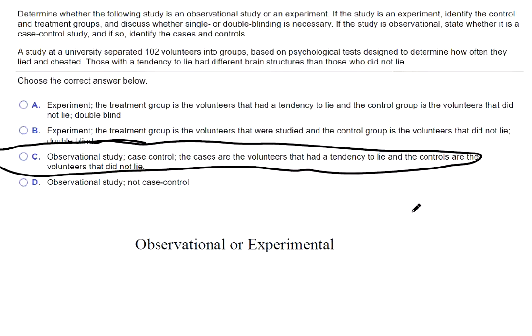If it wasn't case controlled, they'd just take the 102 volunteers, look at all their brains, and not separate them into those groups.